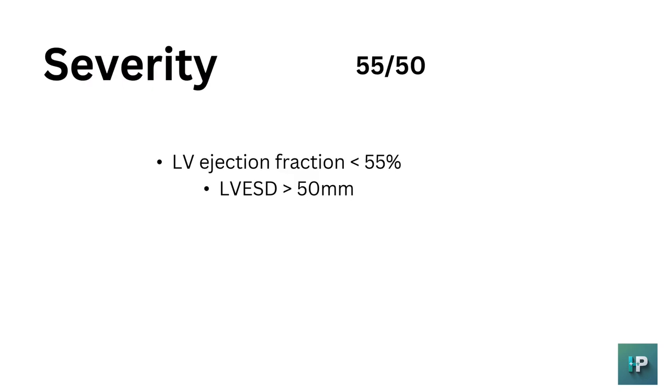And then severity. Here severity is by the 55-50 rule. That is, if LV ejection fraction is less than 55, it's severe, because normally in the earlier stage there will be increased ejection fraction in aortic regurgitation. And then left ventricular end systolic dimension, if more than 50, it's severe.